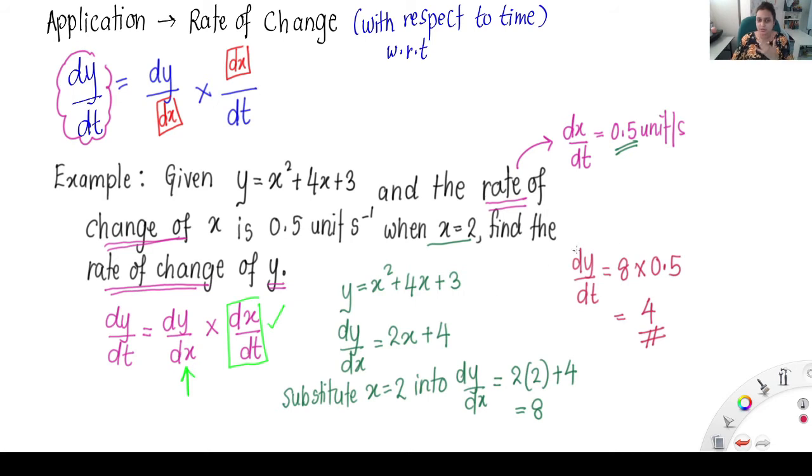Usually the units you don't write down, but if you want to, you can write unit per second, because over here there's no unit for the dy dx, so you can just write unit per second. Okay, teacher hopes you understand this, because this one is like the simple rate of change question. Now let's go to a little bit more challenging type.